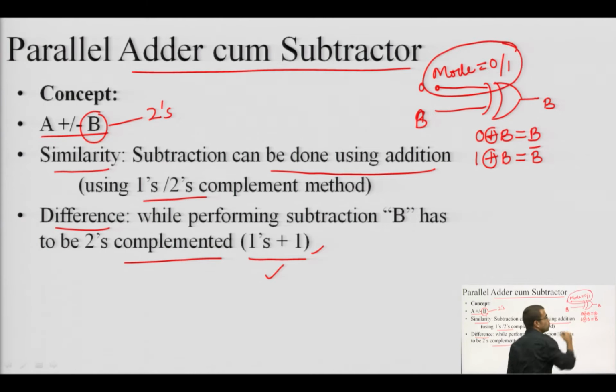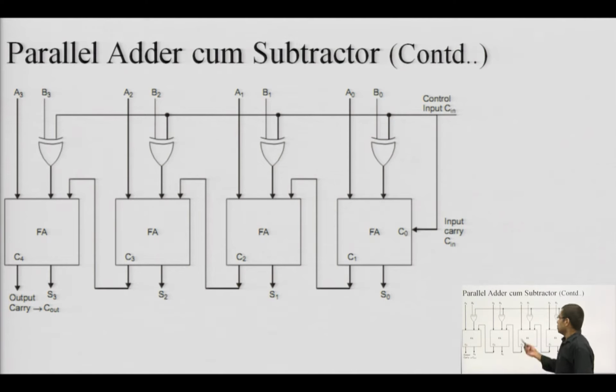If I choose mode value as 0, inversion will not be performed, that means addition can take place, and if I choose mode equal to 1, then subtraction can take place, as it will act like a NOT gate. Okay. Now, let us implement this concept in form of a circuit. So, this is a circuit.